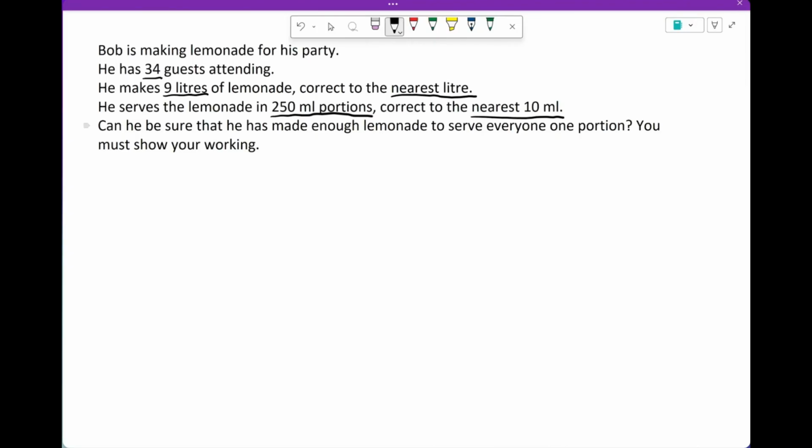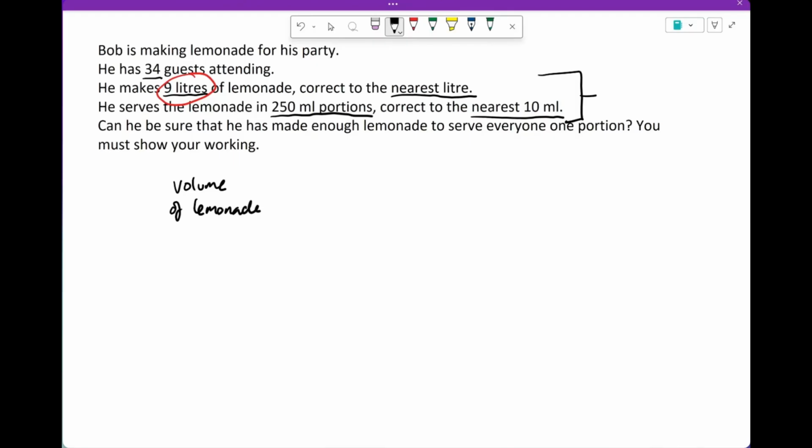Now we've identified this as a bounds question based off these 2 lines here. So even if you don't understand how you're going to answer the question, the best thing to do to get started is to work out the error interval for any rounded values. So we need to do that for the 9 litres and the 250 milliliters. So let's get started with that before we consider how we're actually going to make use of those bounds to answer the question. So let's start with the 9 litres, which is the volume of lemonade.